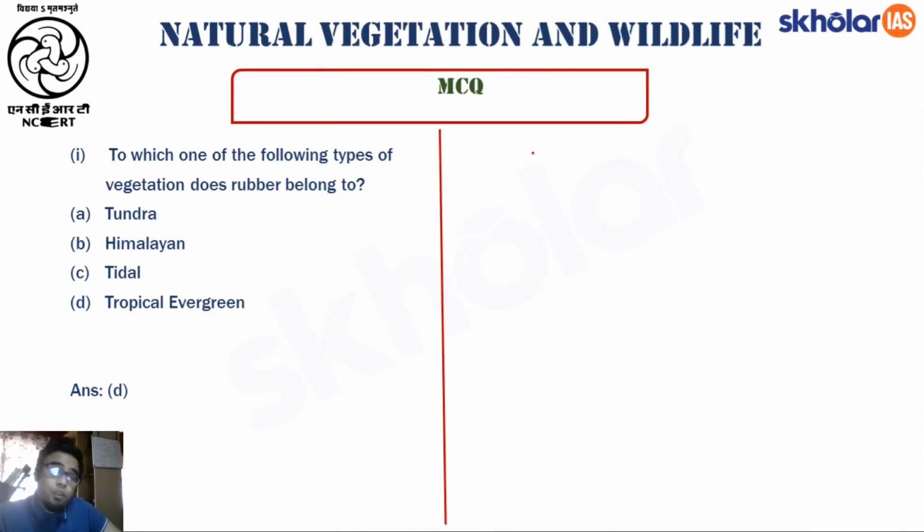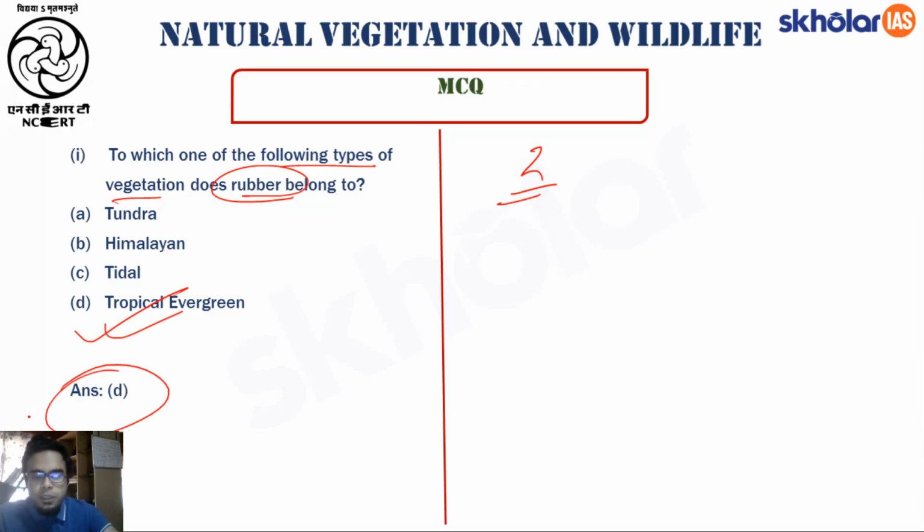Then let us deal with two questions before we conclude. First one: to which of the following types of vegetation does rubber belong? We have already talked about this in today's class. Rubber belongs to tropical evergreen, that is option D.